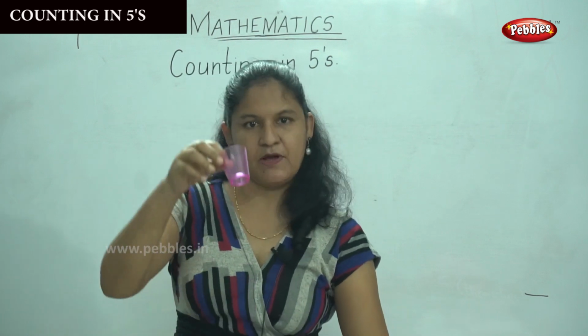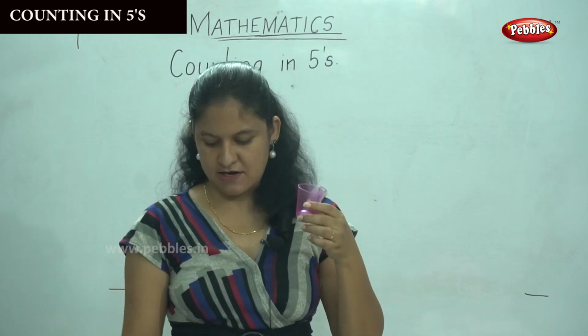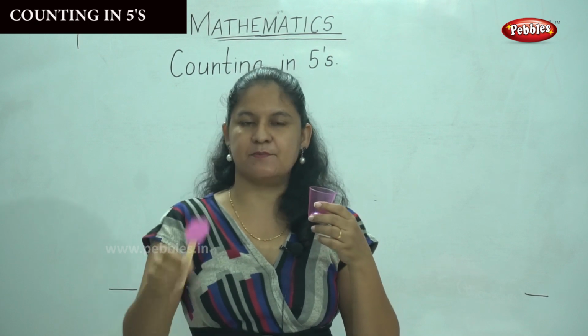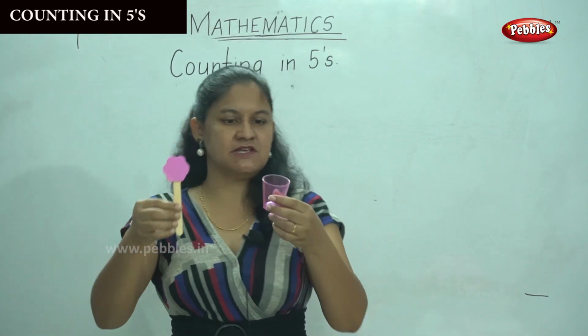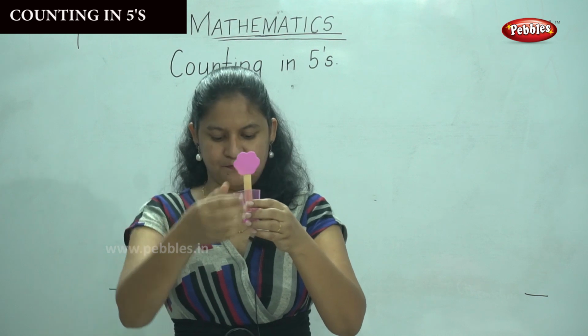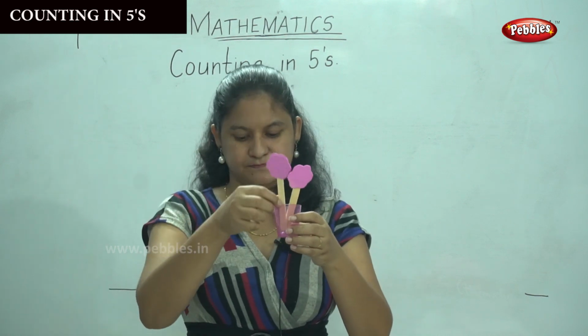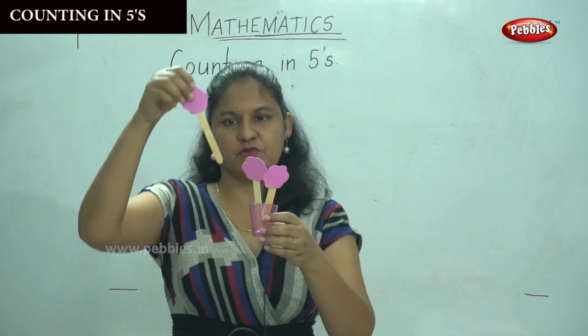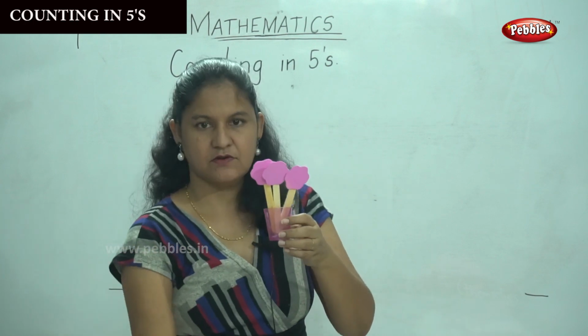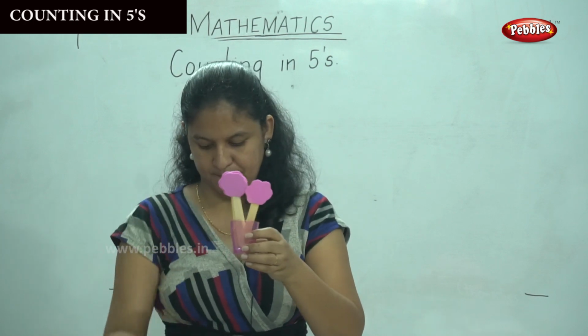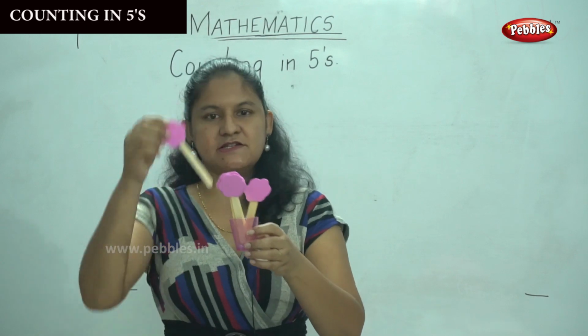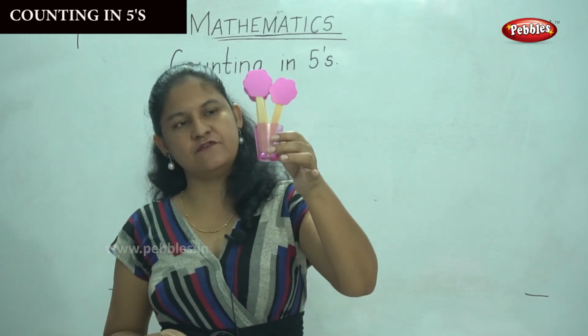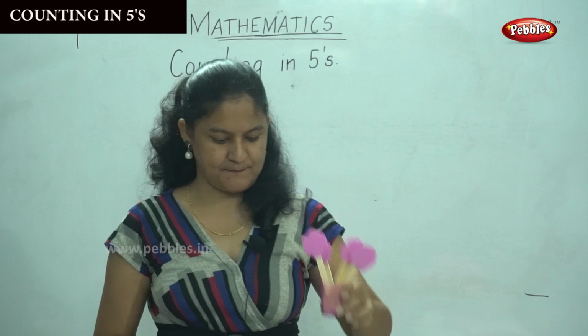In the next cup I'm going to place the next color and shape. So I'm going to place the pink ice cream in this cup. So it is 1, 2, 3, 4 and 5. So I have 5 ice creams in this cup.